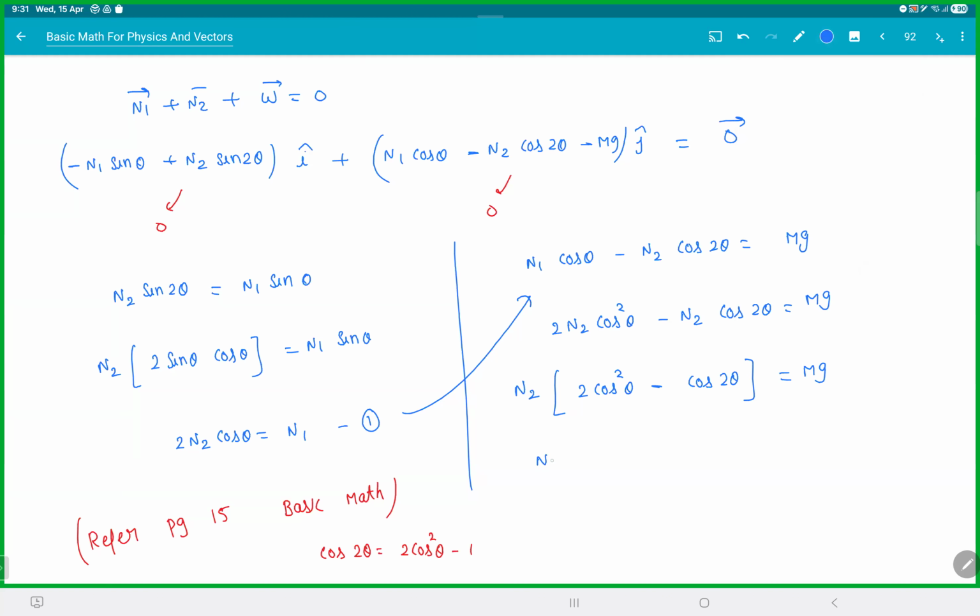So if you substitute here, we get n2 times 2 cos square theta minus 2 cos square theta minus 1 is equal to mg. Interestingly, this guy will cancel. You end up with n2 is equal to mg. If n2 is equal to mg, then n1 is nothing but 2 mg cos theta. Those are your answers.